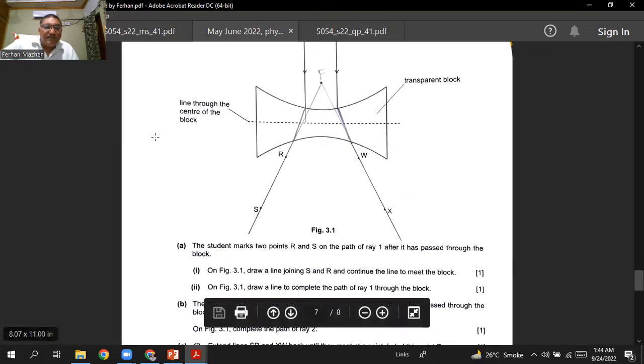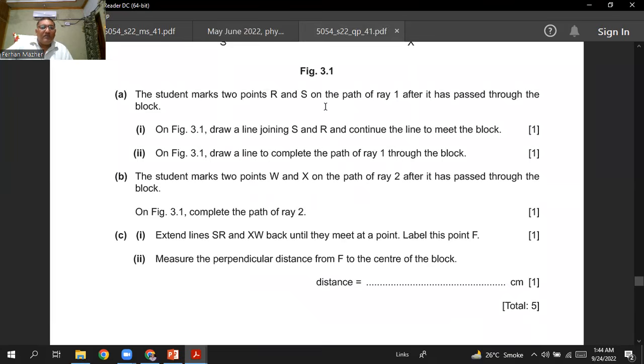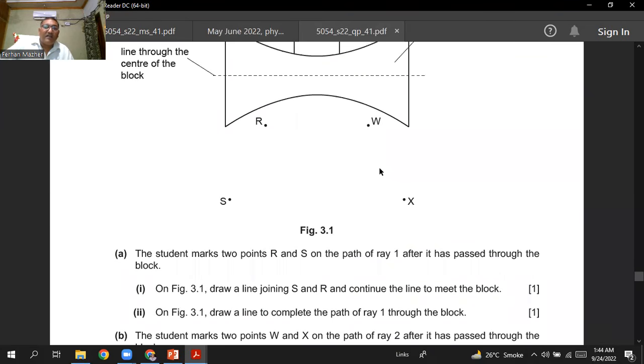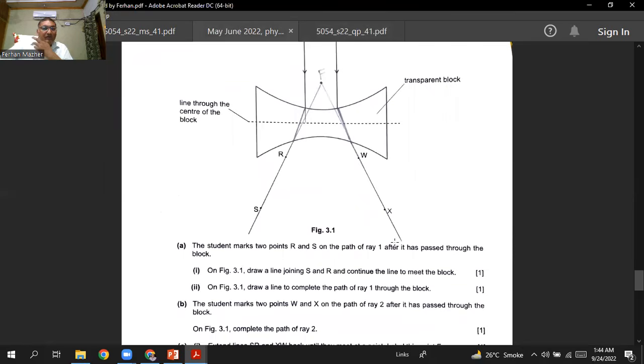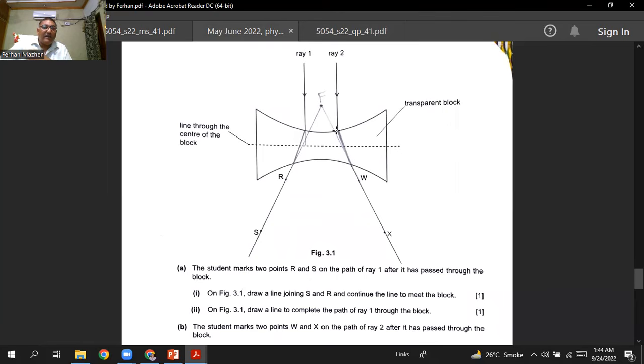Then he says the student marks the 2 points W and X on the path of ray 2 after it has passed through the block. On figure 3.1, complete the path of ray 2. So what I will do, X and W will be completed and ray 2 will touch here. So I will join these two with each other, this line.